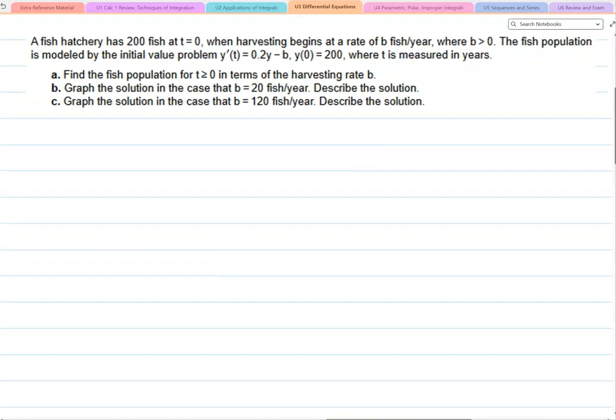So in this differential equation model or problem, we're being told that we have 200 fish at the beginning of the event, and we're going to be harvesting some number of fish per year. We don't know what that is yet, but some quantity B, where B is a positive number. The population is modeled by the differential equation, so that's nice that they've given that to us here. And again, at the beginning of the event, we have 200 fish. So find the fish population in terms of some harvesting rate B.